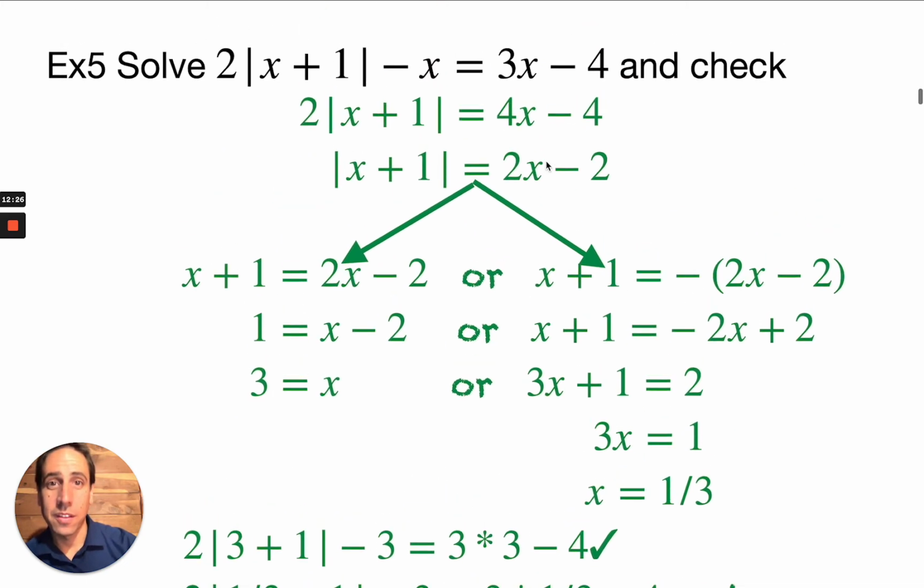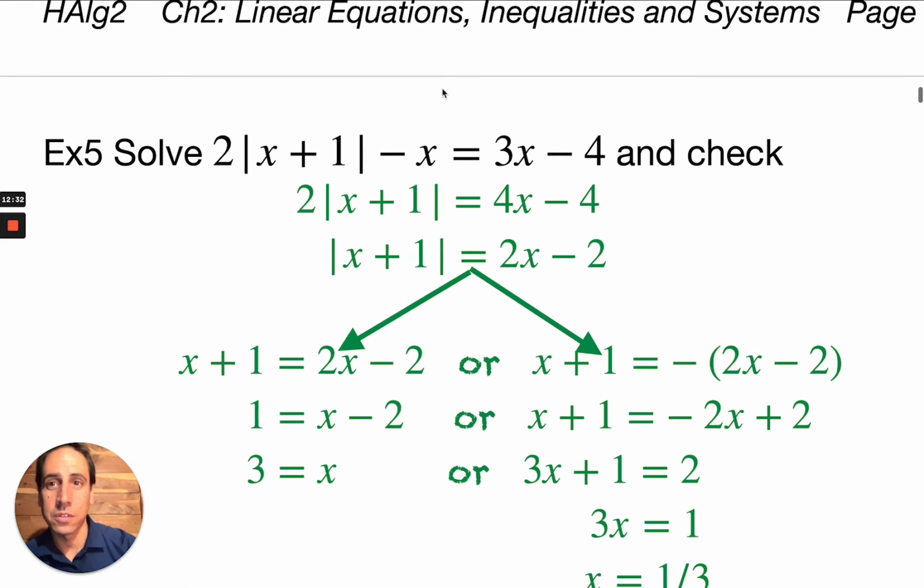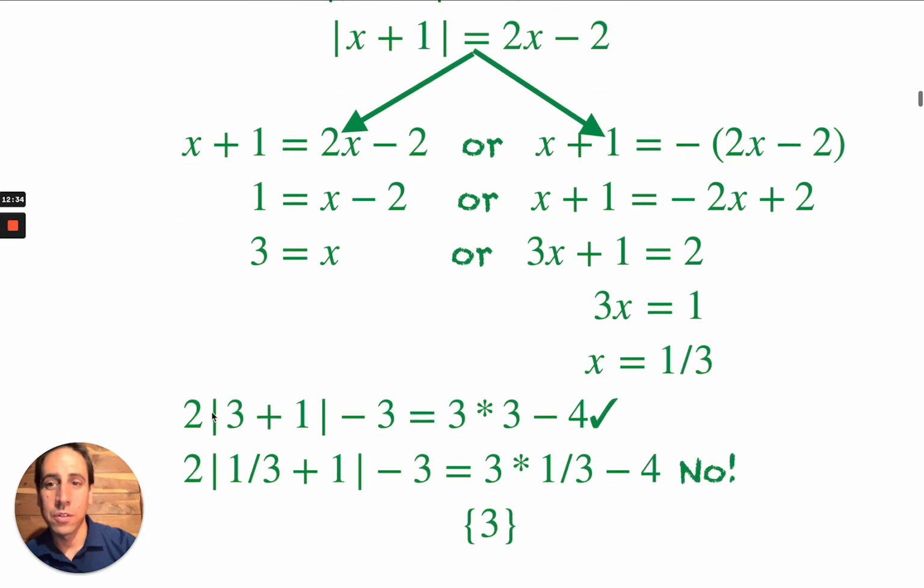Now, the instructions say to check, so let's check. You put in 3 into both sides, into the original. You get 2 times 3 plus 1 minus 3 is equal to 3 times 3 minus 4. Yes, that actually does work, because both sides turn out to be 5. However, when you put 1/3 in, it actually doesn't work.